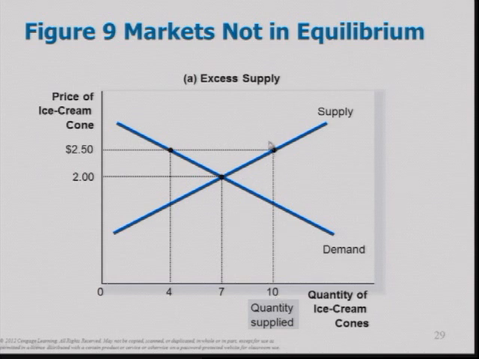So what does that mean? What does this represent right here? That surplus of 6 ice cream cones that are left over because they're too expensive and consumers are not buying them.